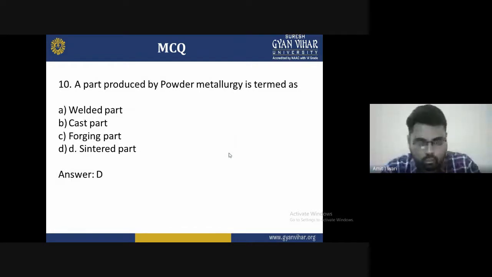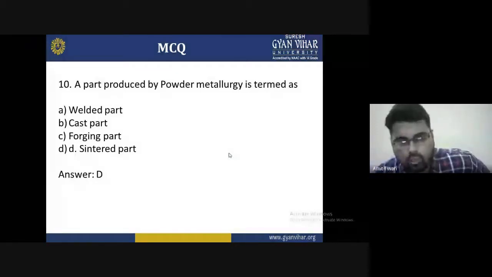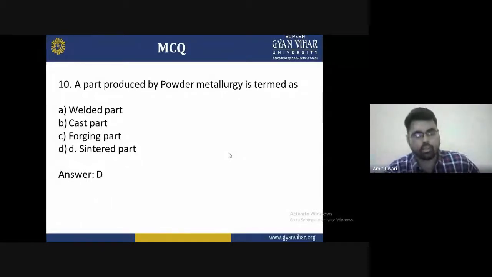Options are A, welded part, B, cast part, C, forging part, and D, sintered part. And the next, that is D, is the correct answer for that.